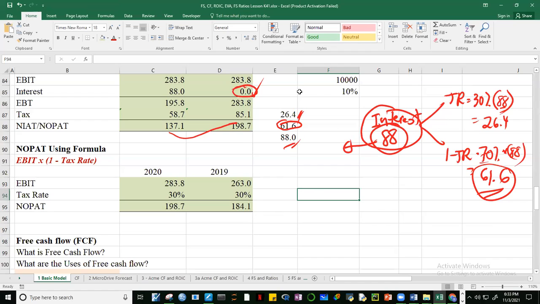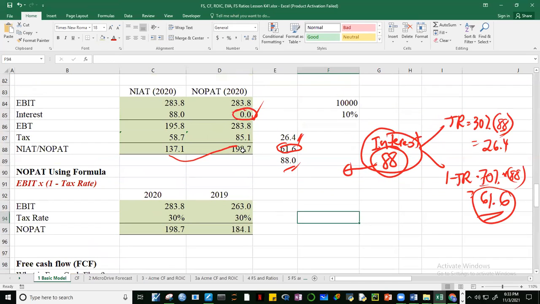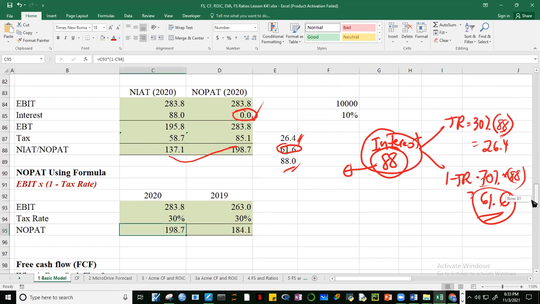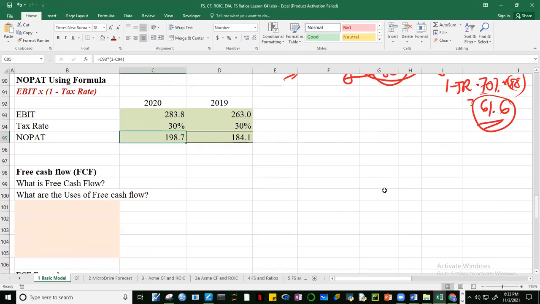Okay, any questions? Guys, paki-chat naman kung clear yung pag-compute ng NOPAT. 198.7. Okay, so tama, ano? 198.7. Okay, thank you. How about the rest, guys? Okay, good. Thank you so much. Appreciate, guys, your responses. I'm happy about it. It's an indication that you're still there, that you're listening. All right, so let's move on, guys.